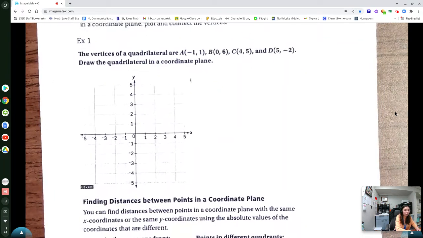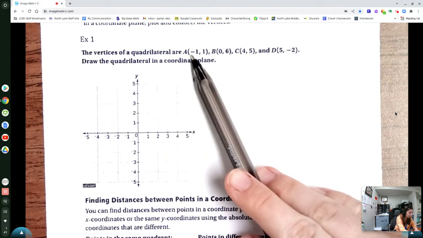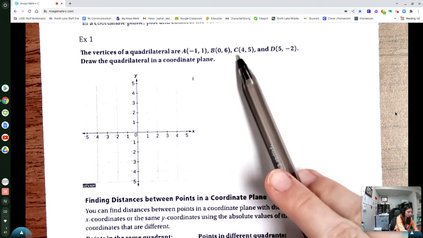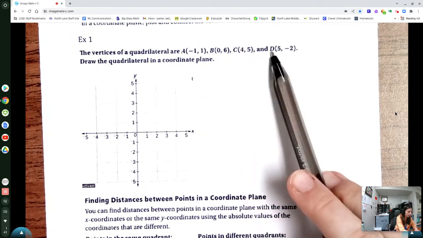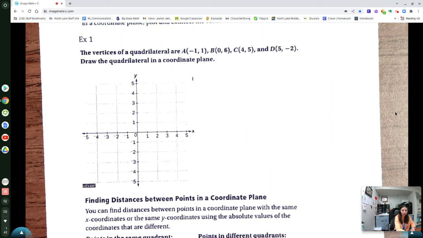The vertices of a quadrilateral, a four-sided figure, are vertex A, negative 1, 1, vertex B, 0, 6, vertex C, 4, 5, and vertex D, 5, negative 2. Draw the quadrilateral in the coordinate plane. So first, we're going to plot all 4 of these points. So point A is at negative 1, 1.